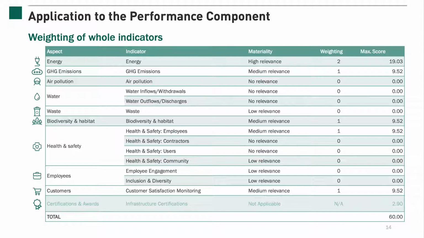You can see here that indicators relating to ESG issues of high relevance are weighted highly, in this case energy, and medium relevance moderately: greenhouse gas emissions, biodiversity and habitat, health and safety of employees, and customer satisfaction monitoring. Indicators relating to issues of no or low relevance are not scored. In this example, you can see that only 5 of the 15 possible indicators are scored. Participants may still choose to report data for the unscored indicators, for example, if you know that your investors want to see such data.